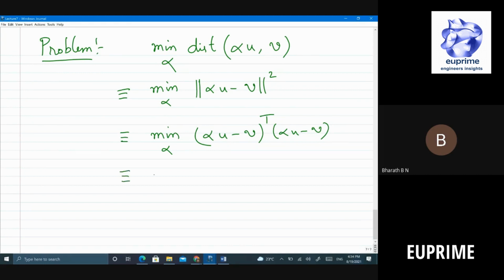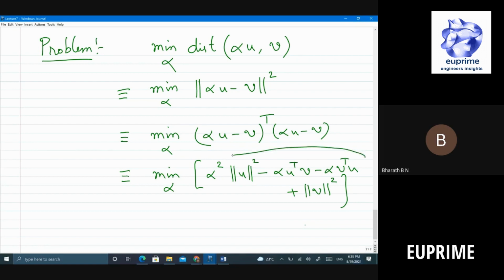Okay, so this is the same as minimizing. The first term will be alpha squared u transpose u, which is norm of u squared, minus alpha u transpose v, minus alpha v transpose u, then finally norm of v squared. This is what you have, right? But the last term is independent of alpha, so I just have to optimize this with respect to alpha.